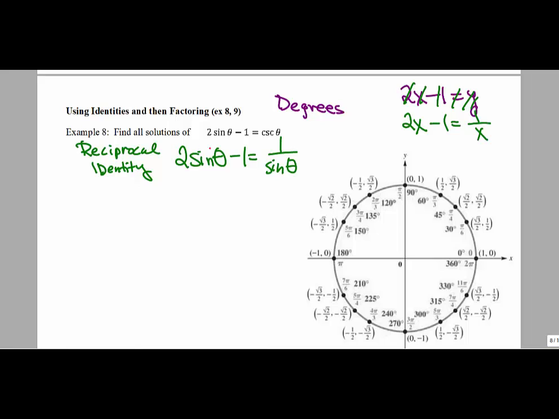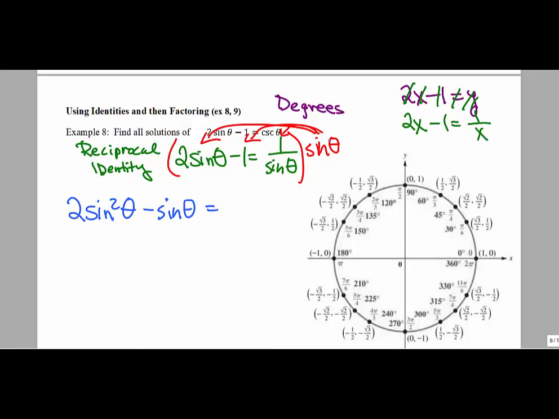We're going to multiply by the LCD. In other words, we're going to multiply everything through on both sides of this equation by sine theta. That way sine theta is not in the denominator anymore. So we're going to multiply through by sine theta. So we end up with 2 times sine squared theta minus sine theta equals, and then if we think about this as a fraction, we multiply across, we end up getting 1 because those sine thetas will cancel out.